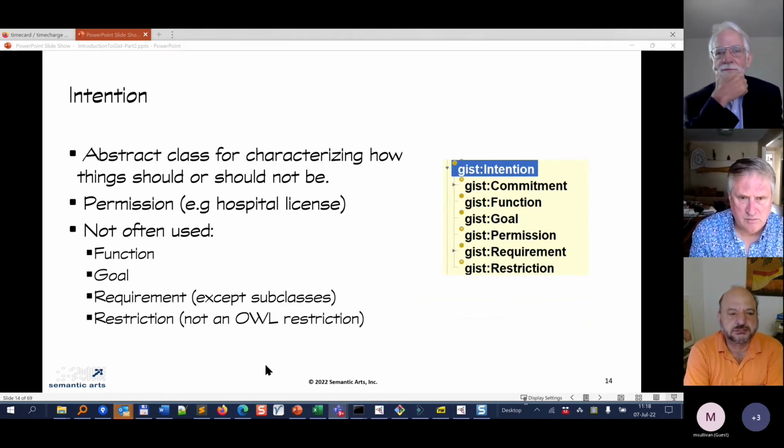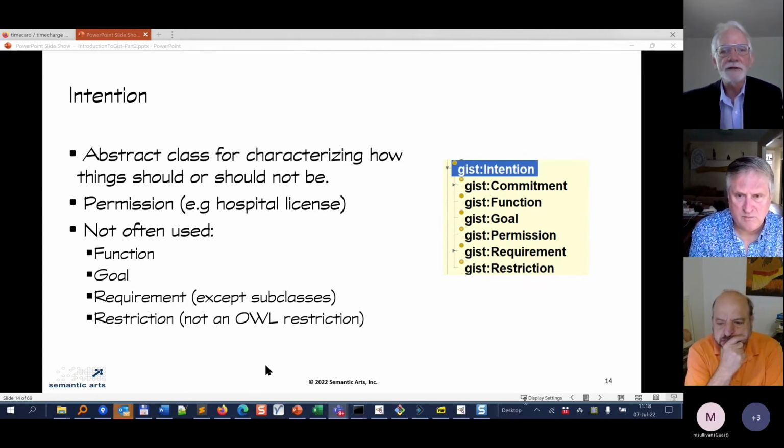Okay. So we mentioned briefly intention earlier on. We had an example of commitments and agreements. So what is it really? It's kind of an abstract class for characterizing how things should or should not be, broadly speaking. There's a number of examples we have. The more interesting subclass is permission. So for example, a license to do something.